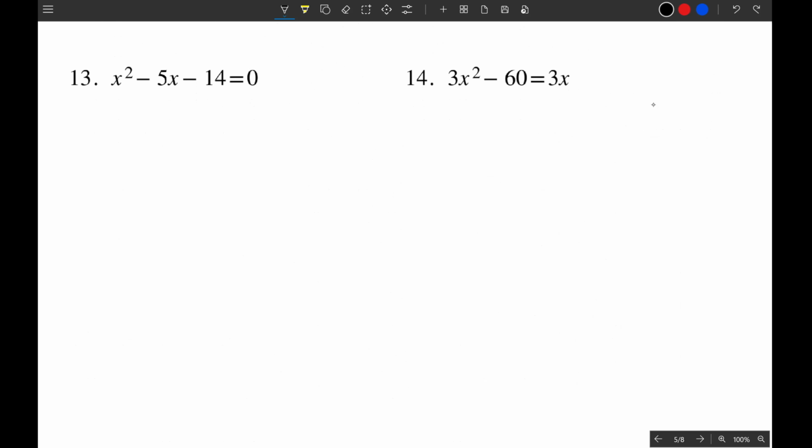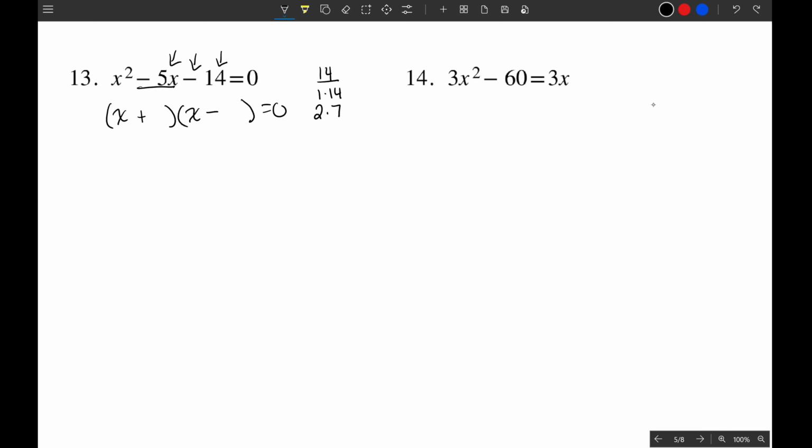Now I've added a couple more examples of solving for the variable. All right, notice on number 13, everything is already on one side. So I can immediately start factoring because I have no common factors. All right, I have a minus in the back, so 1 positive, 1 negative, my x and my x. And I'm looking for 2 numbers that are going to multiply to make the 14 that will subtract to make 5. Well, 1 and 14 subtracts to make 13. 2 and 7, that subtracts to make 5.